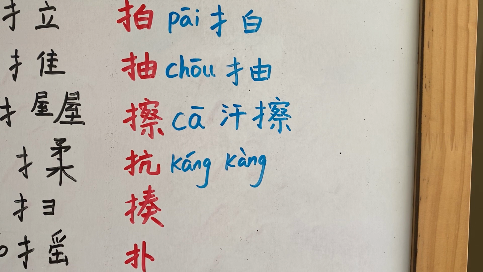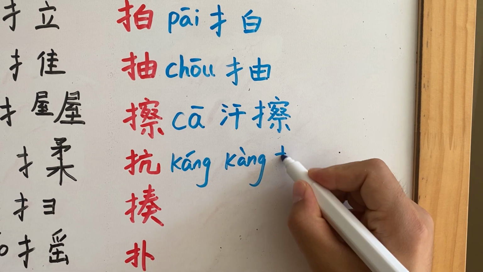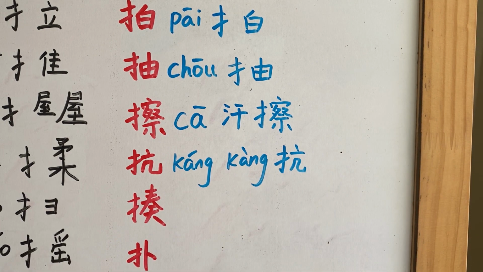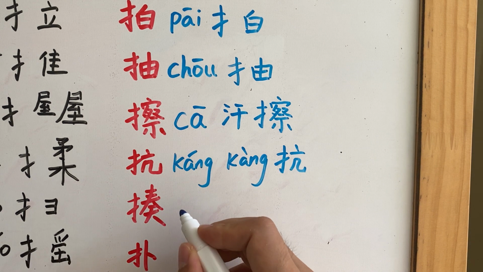扛. It's written like this. 扛起来, to have something on your shoulder. 扛起来. Right? 扛起负担, to have the burden on your shoulders. 扛. The next one, 揍.